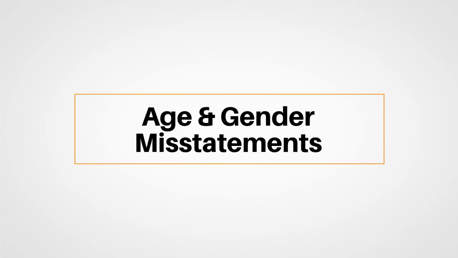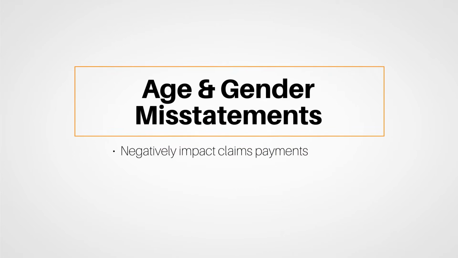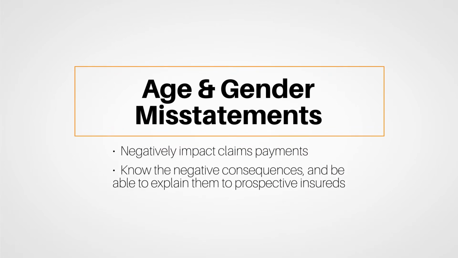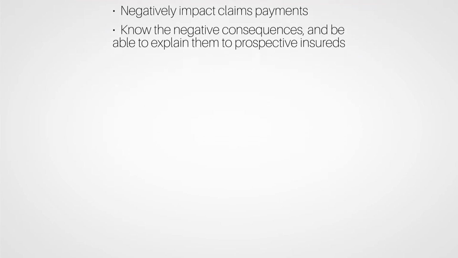One important issue commonly overlooked by producers are concerns surrounding age and gender misstatements. These misstatements can have a seriously negative impact on claims payments, so you should know the negative consequences of them and be able to explain them to prospective insureds.